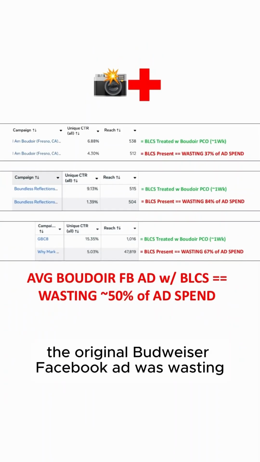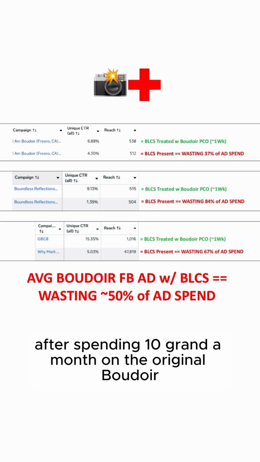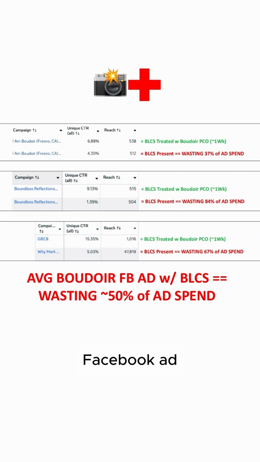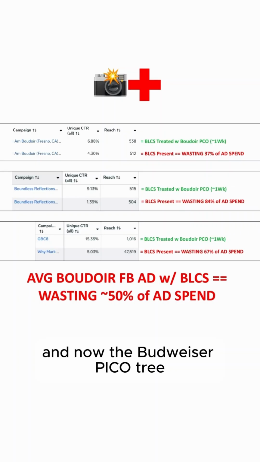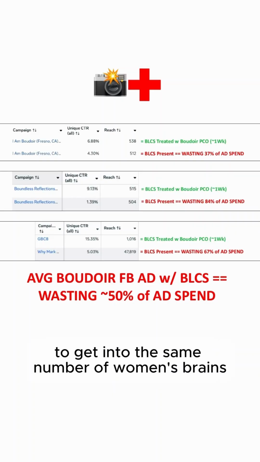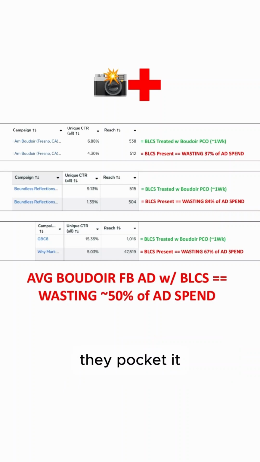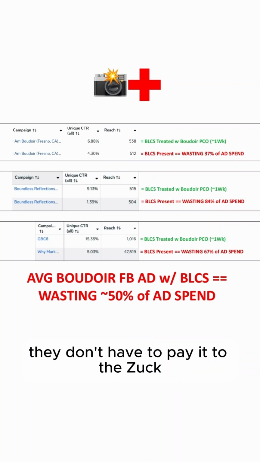So we found out the original Boudoir Facebook ad was wasting 37% of ad spend. If they're spending 10 grand a month on the original Boudoir Facebook ad, now with the Boudoir Pico treated ad, they only need to spend $6,300 a month to get into the same number of women's brains. Awesome. So the $3,700 a month, they don't have to spend it anymore. They pocket it. They literally just keep it in their pocket. They don't have to pay it to the Zuck.